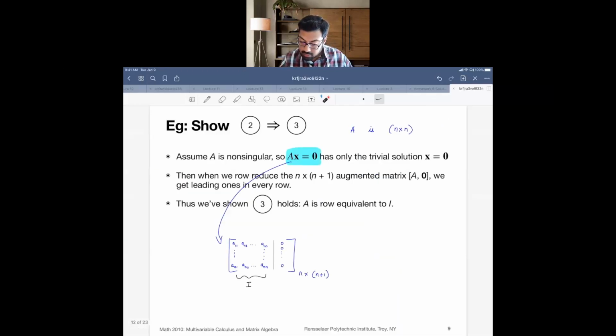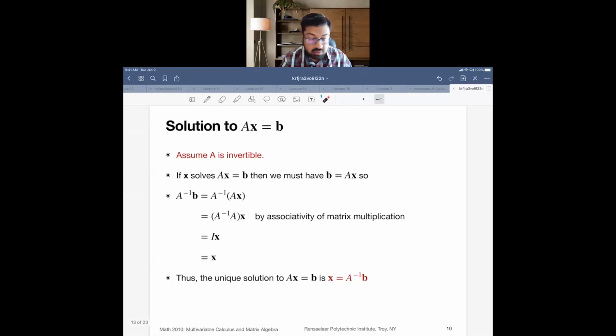Next, let's try to look at the actual problem here. The actual problem is you have a system of linear equations. You're trying to find X, right? So we have the coefficient matrix A, the vector of unknowns X, and the right-hand side constants in B. X and B are column vectors. A is a coefficient matrix. What would be the solution for this?